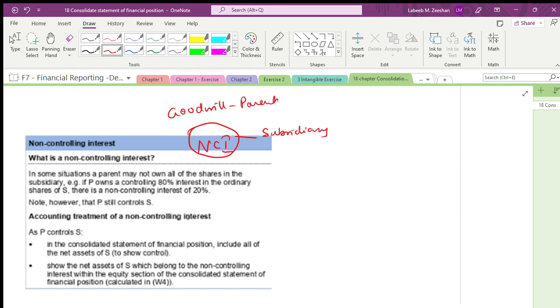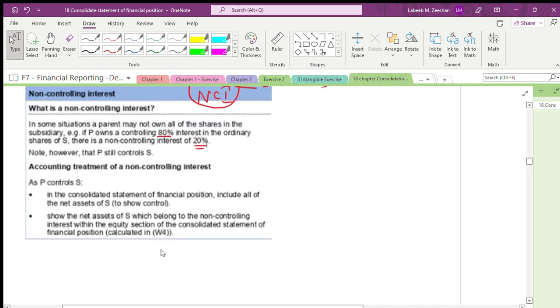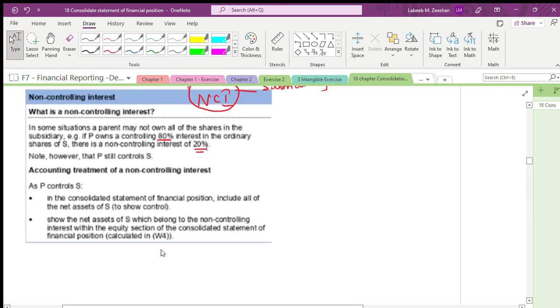In some situations, the parent may not own all the shares in the subsidiary. They own only how much? 80% of the ordinary shares. Then there is a non-controlling interest of how much? 20%. This is what it says. We have to make sure of the percentage.